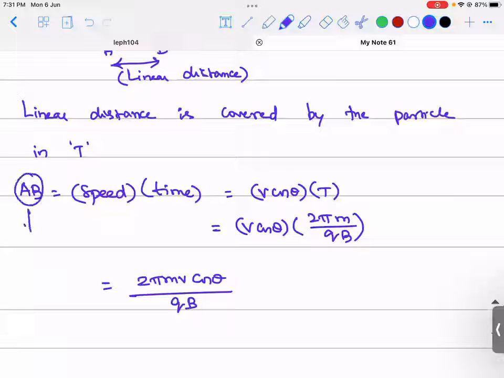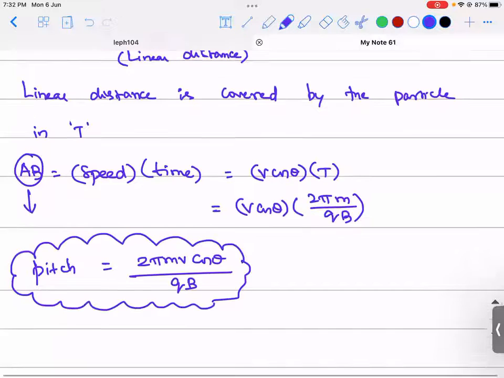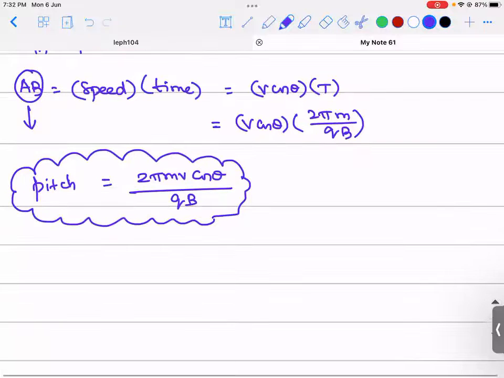This distance AB, the horizontal distance traveled by the particle, is what is called pitch. Pitch.